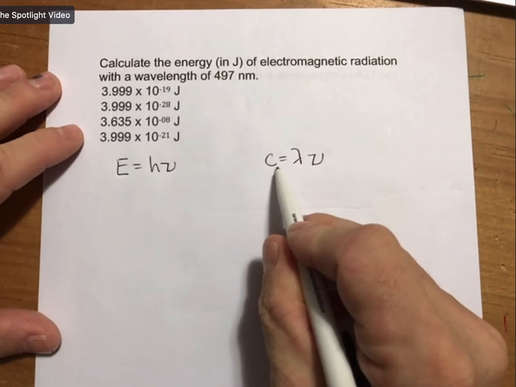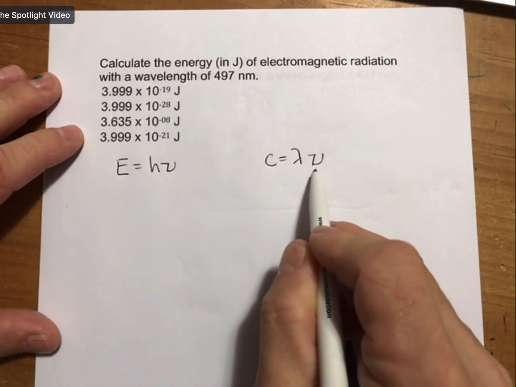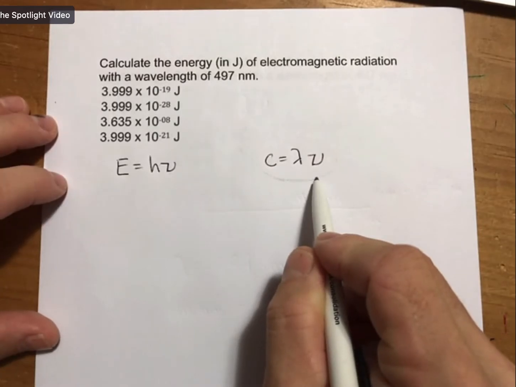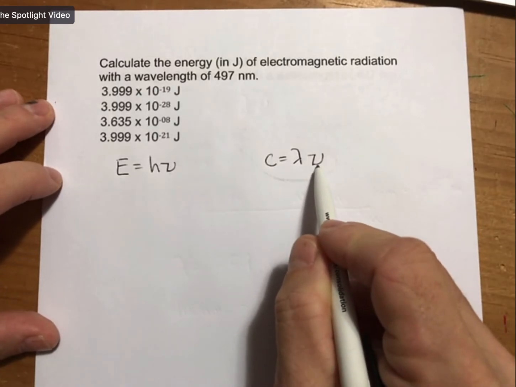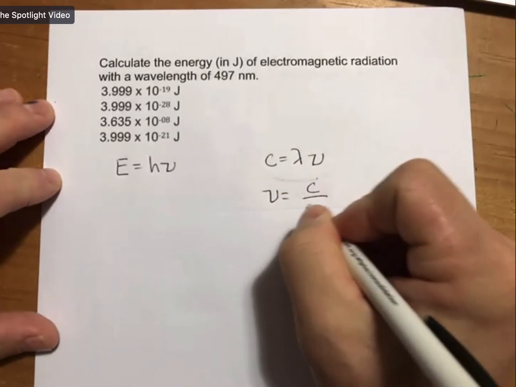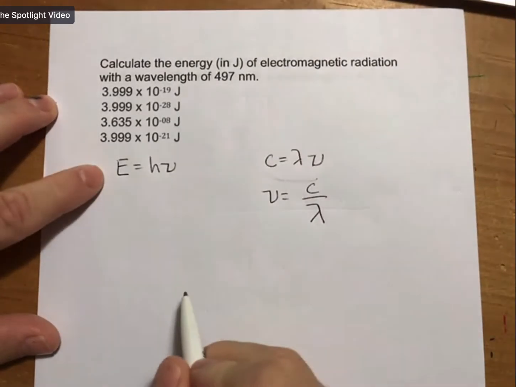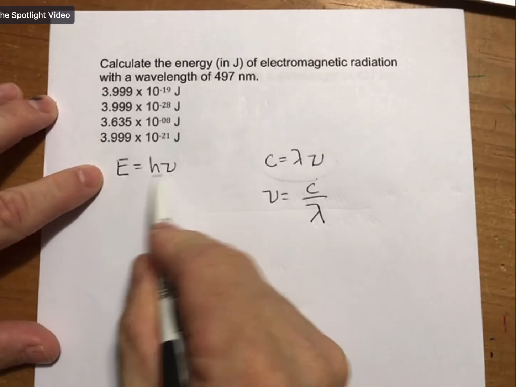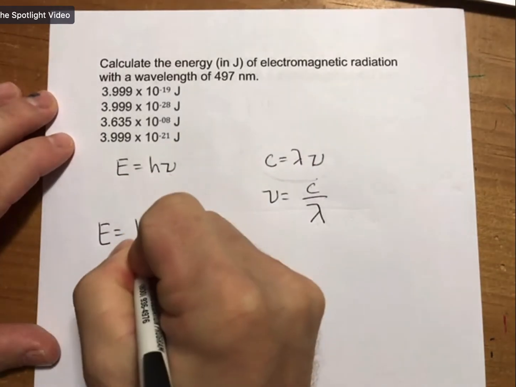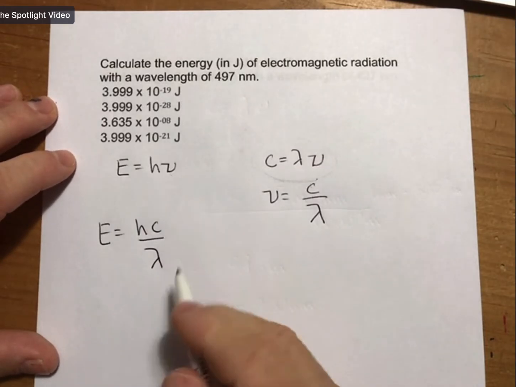To do that, I'm going to solve so I can see frequency in each of these. Since I'm looking for energy, I'm going to first solve the equation that we used in the last problem for frequency. Frequency equals speed of light over wavelength. Then I'm going to plug that into the energy equation where I see frequency. So E is going to equal h times c over wavelength. And from there, I can now plug in my values.